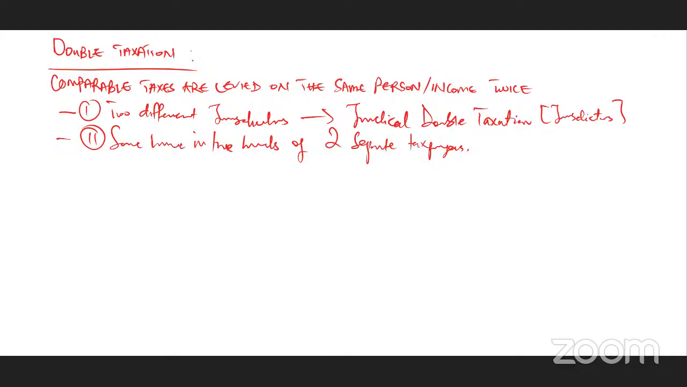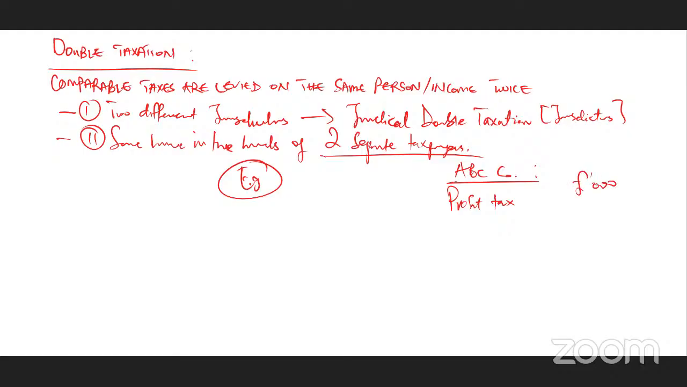Why? Because of a lot of reasons. I'll come and talk about it. Now, the same income can be taxed in two different countries, or the same country, but in the hands of two separate taxpayers. A typical example: let's take ABC company, right? ABC company generates profit before tax of 100,000, or let's say 100 million. But you see this profit before tax, we will tax it at what?